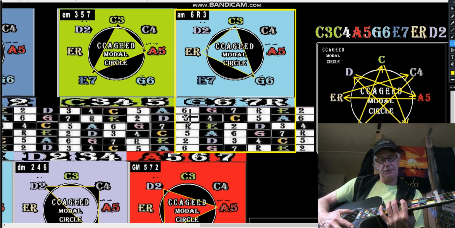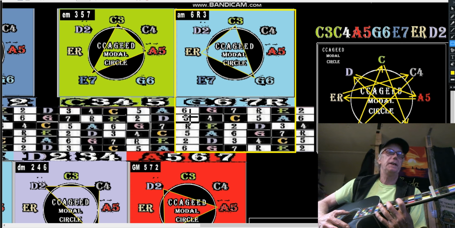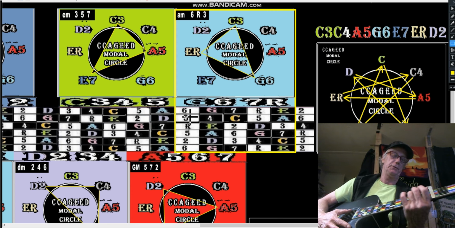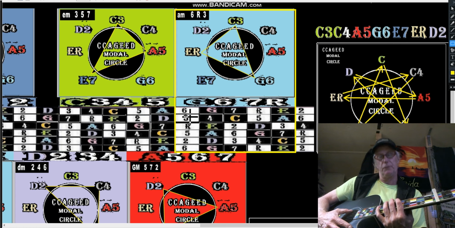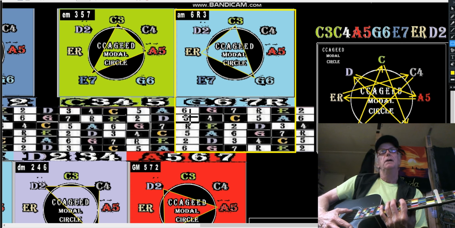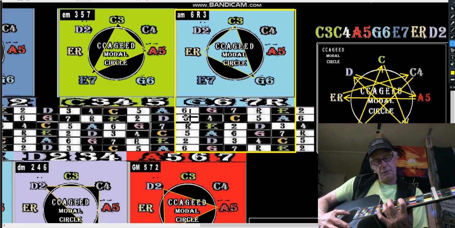Okay, so we got 6. Now I'm doing it in the key of C, by the way. I was doing it in the key of G before we had the edit. Sorry if I started it over here again in the key of C. So we've got 6 root 3. So we've got 6, 7 root 2, 3, 4, 5, 6.